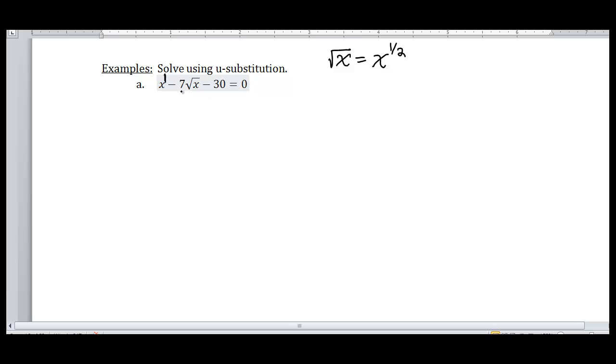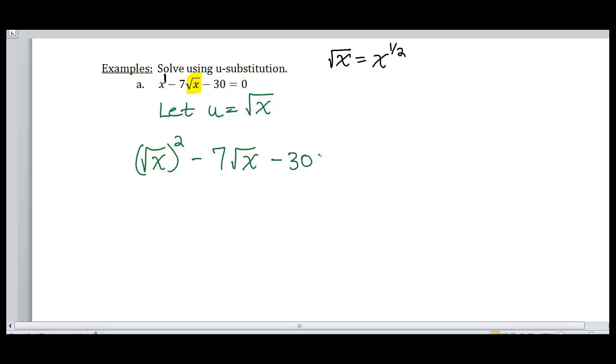So remember, I have x to the 1/2. If I multiply x to the 1/2 by itself, I will get this x to the first power here. So I've got that double power thing going on once again. And since this is in descending order, I'm going to let this middle variable part be my u. So I'm going to let u equal the square root of x. With that being said, again, to show you why this works, if I take the square root of x and square it, I get the same thing as x, minus 7 times the square root of x minus 30 equals 0.